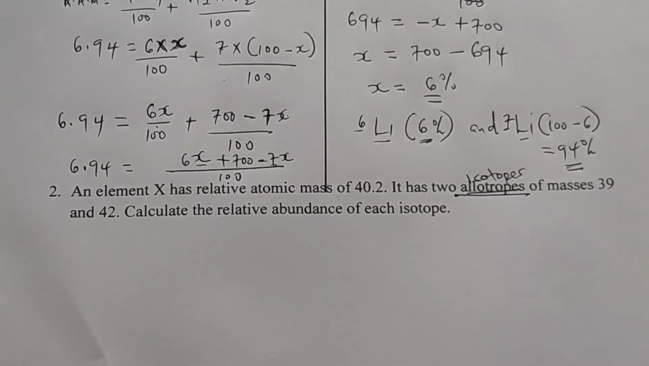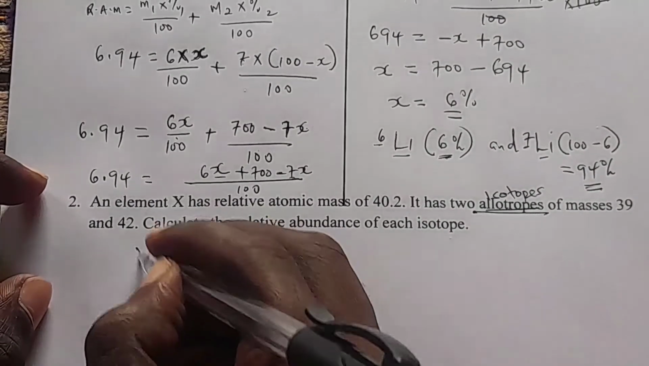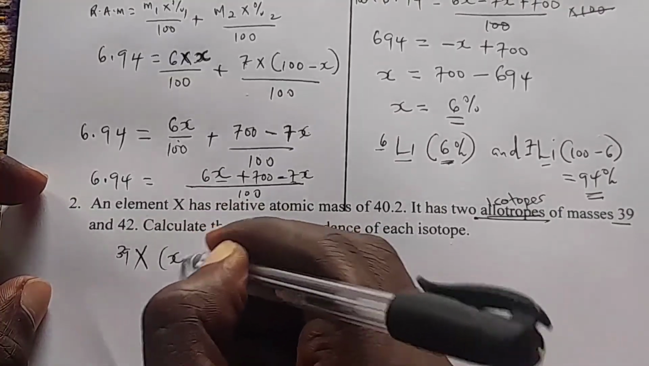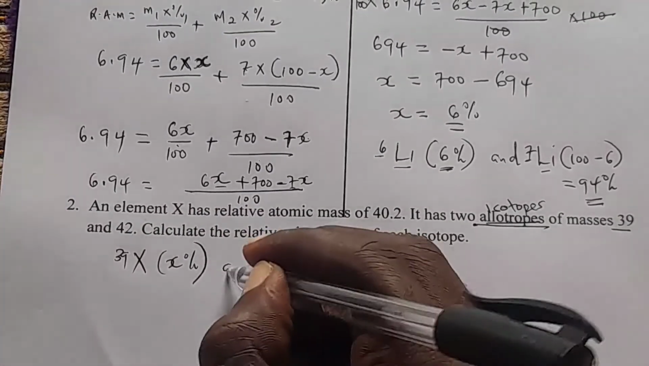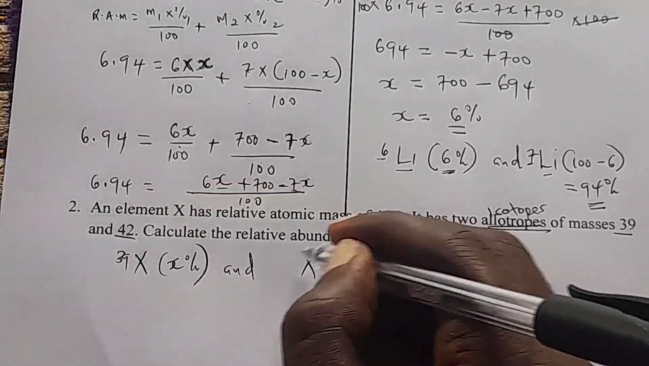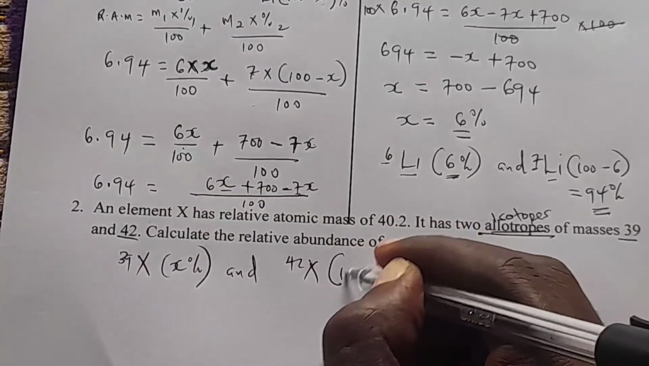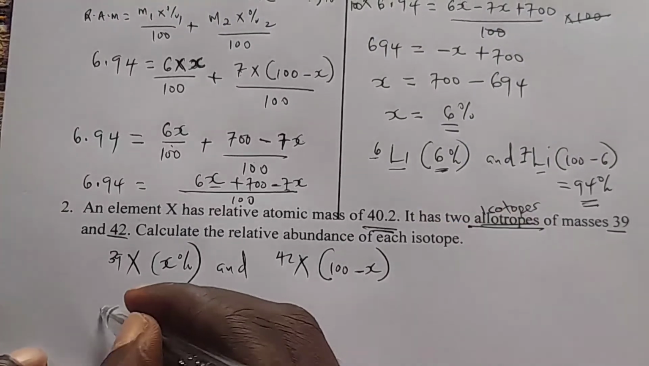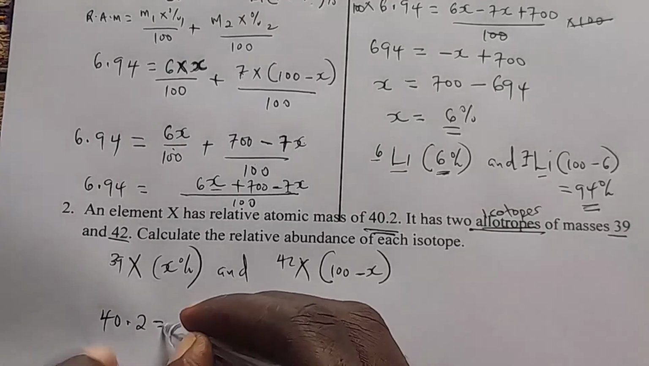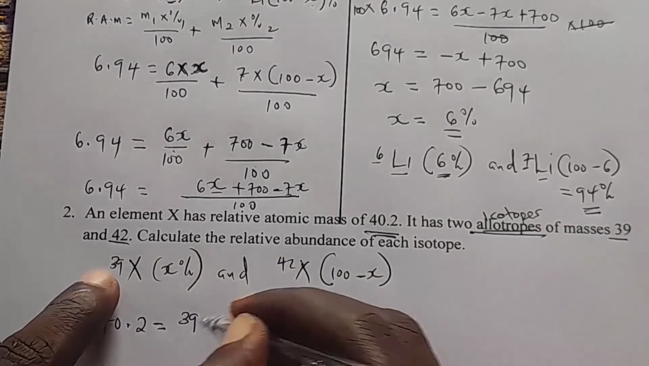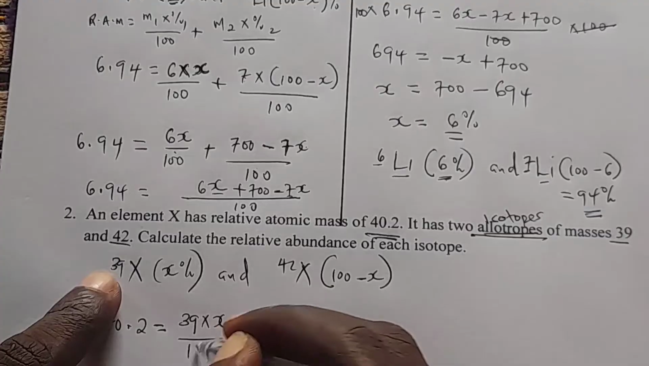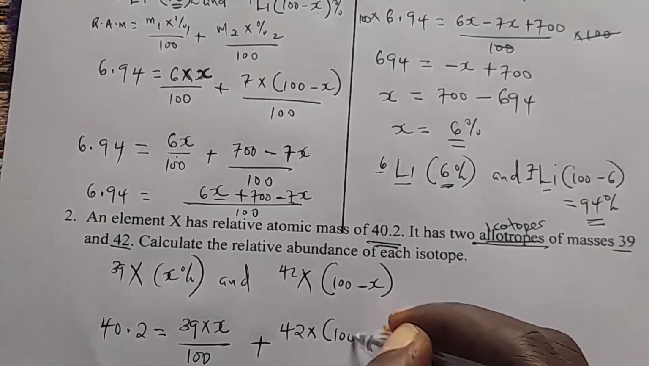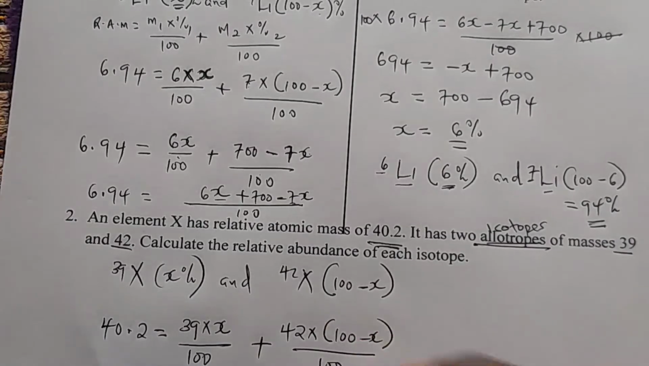So we are going to start the same. We can have X, then the first mass number is 39. So we can give this as X%. Then we can have the other one, which is having a mass number of 42. We are going to give 100 minus X. So our relative atomic mass is 40.2, which will be equal to mass number 1, which is 39 times X over 100, plus mass number 2, which is 42 times, open bracket, 100 minus X over 100.